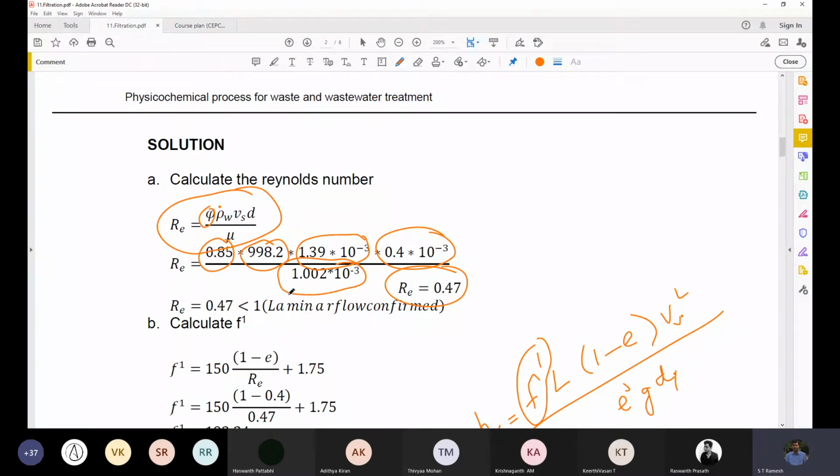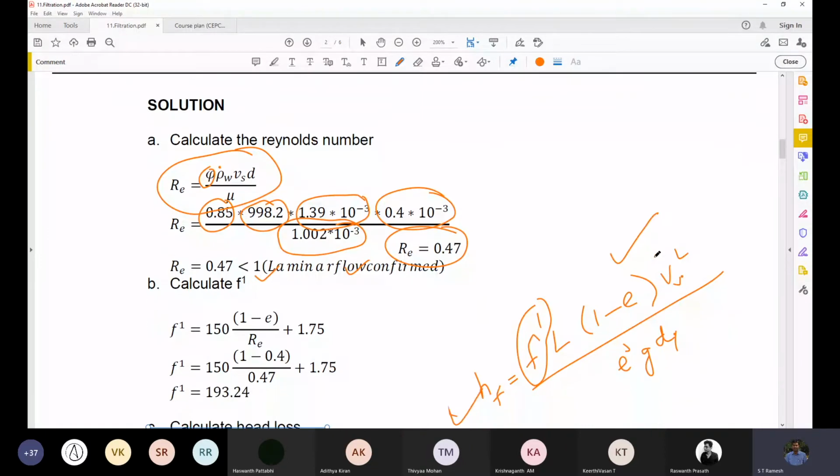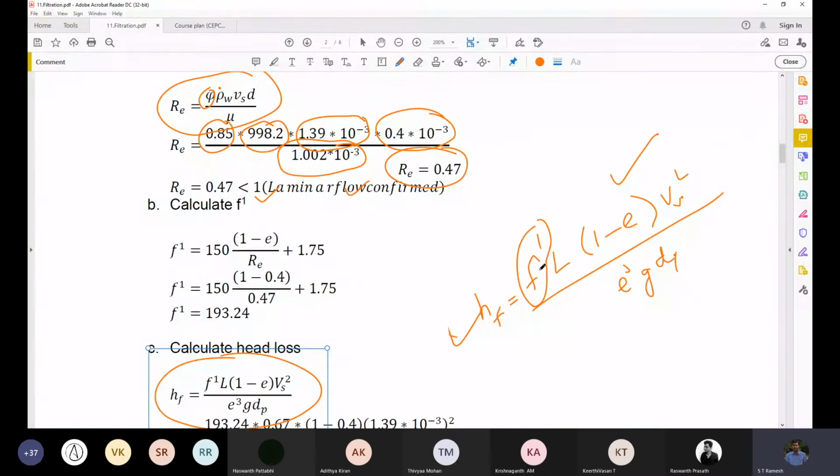So it is less than 1. Obviously, this follows a laminar flow condition. Thereby, I can use this formula. And for using this formula, you have to calculate the f dash value. So f dash is equal to 150 into 1 minus E divided by Re, plus 1.75. And Re is calculated from the previous step, substitute here. Thereby f dash becomes 193.24.